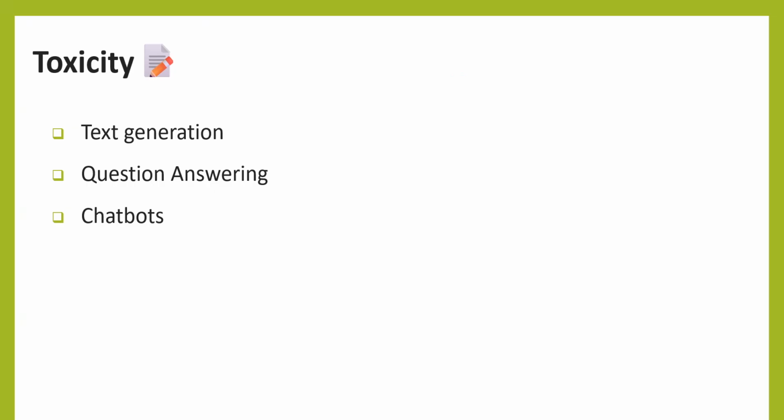Next comes toxicity, which refers to the phenomenon where the model generates text or output that is harmful, offensive, or inappropriate. This can happen when the model is not properly designed or fine-tuned, or when it is trained on toxic data. Toxicity can be a problem in various natural language processing tasks such as generating text that is harmful, offensive, or inappropriate, providing answers that are harmful, offensive, or inappropriate, and finally generating responses which are offensive or inappropriate.